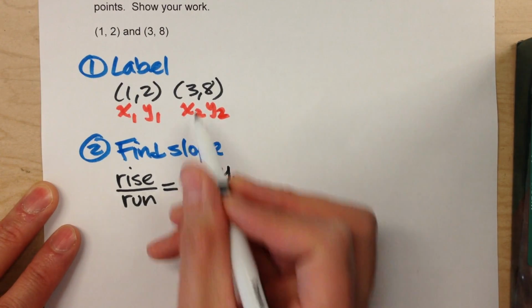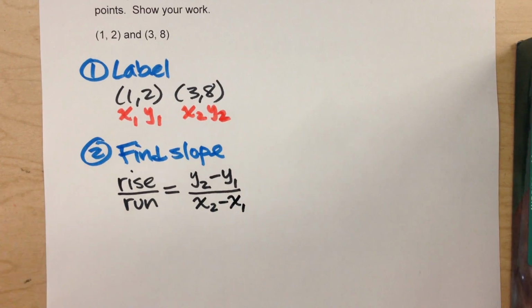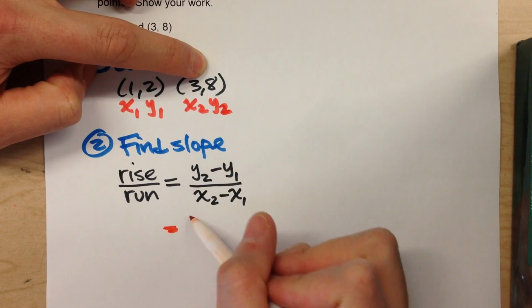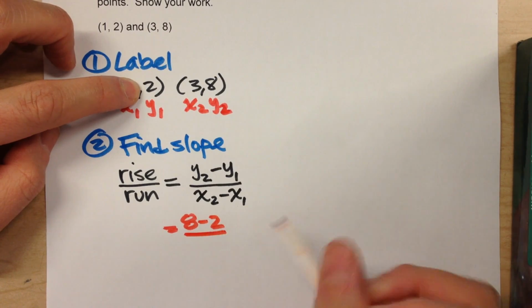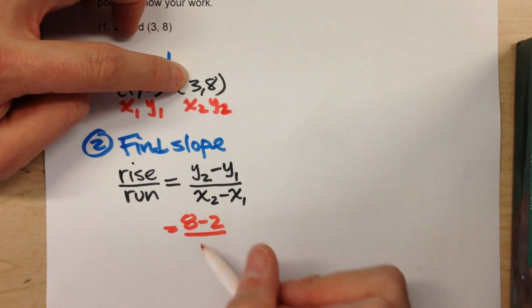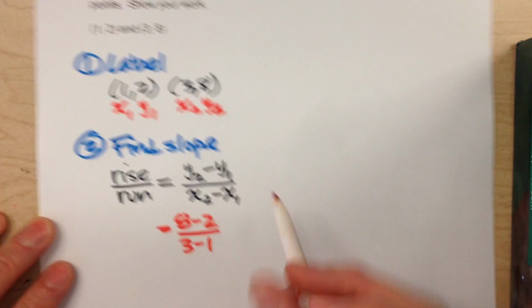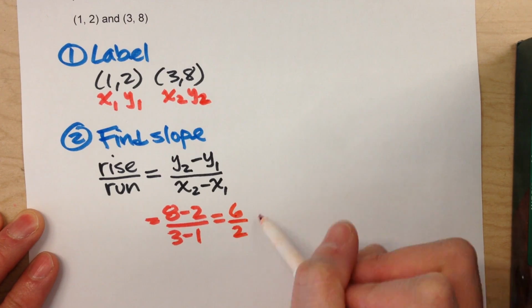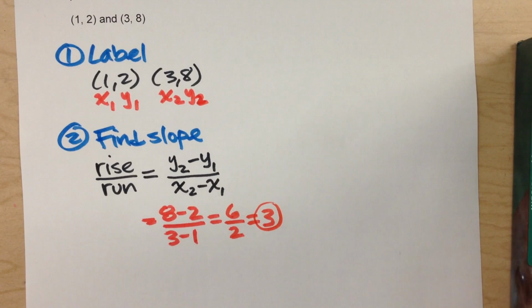Similarly, for the run, subtract your 2 x coordinates, x2 minus x1. So in our example, for y2, we have 8, and for y1, we have 2. For x2, we have 3, and for x1, we have 1. So when I simplify this, I get 6 over 2, which is just 3. That is my slope.